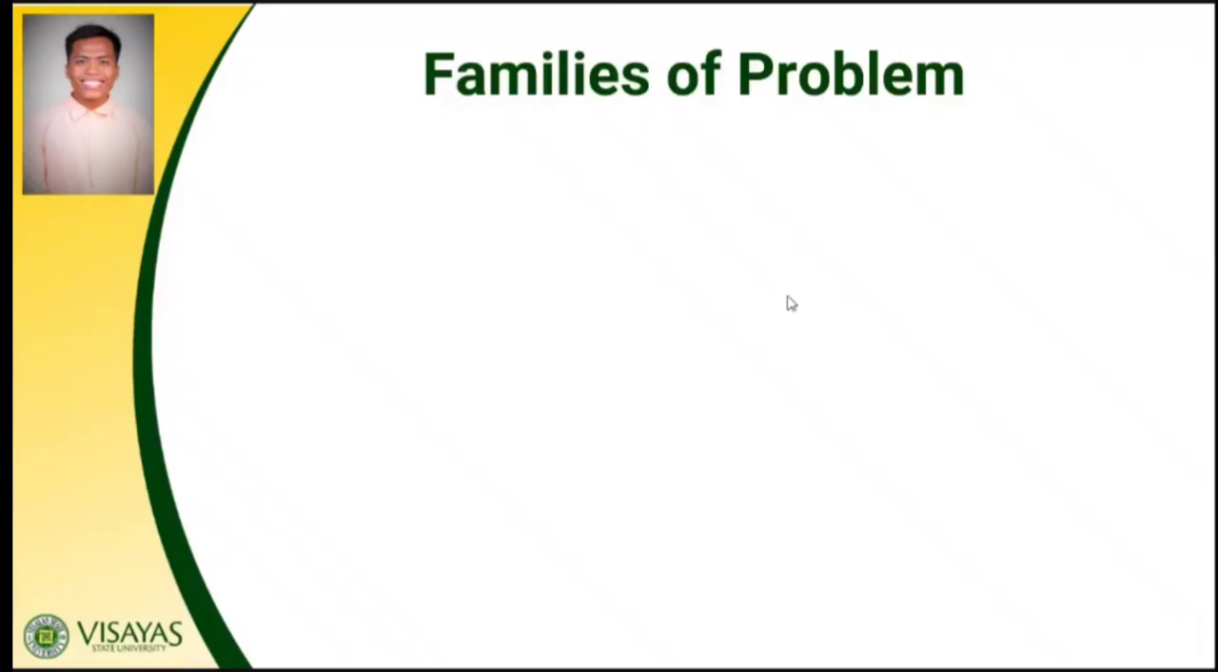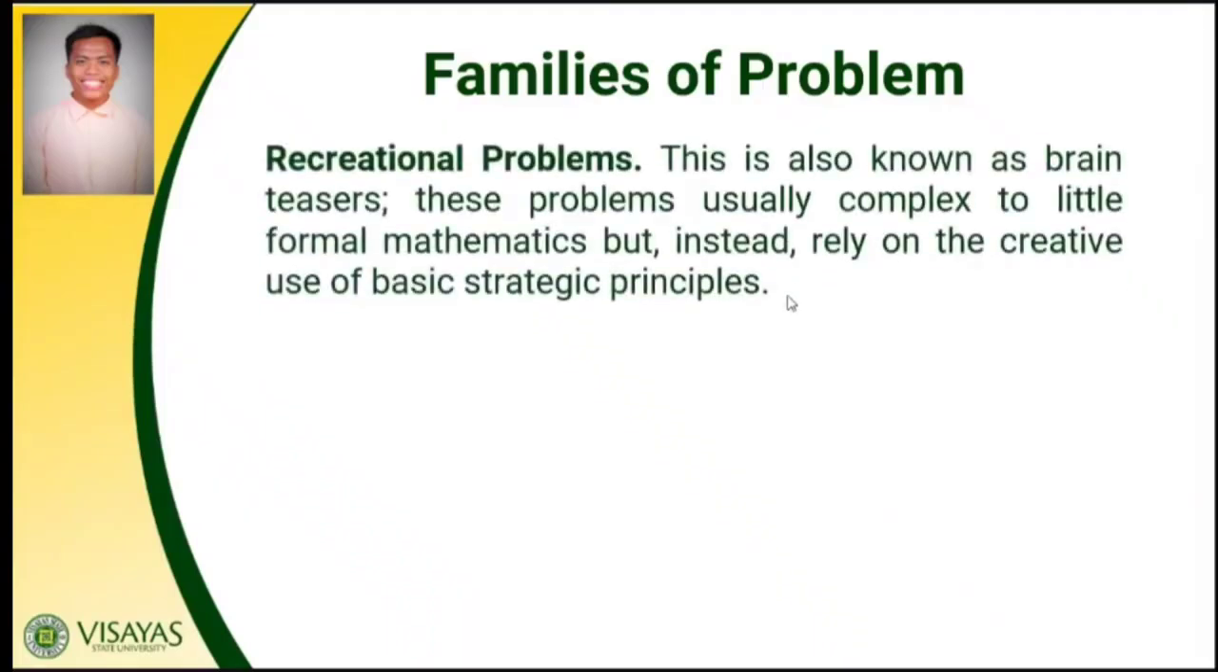Our first outcome. Now let's proceed to the second outcome, which is the 3 families of problems. There are 3 families of problem. First is what we term as the recreational problems. Kung sa mga recreational problems, this is also known as brain teasers. Ato pa Bisaya, tigmo, tugma, tagna.